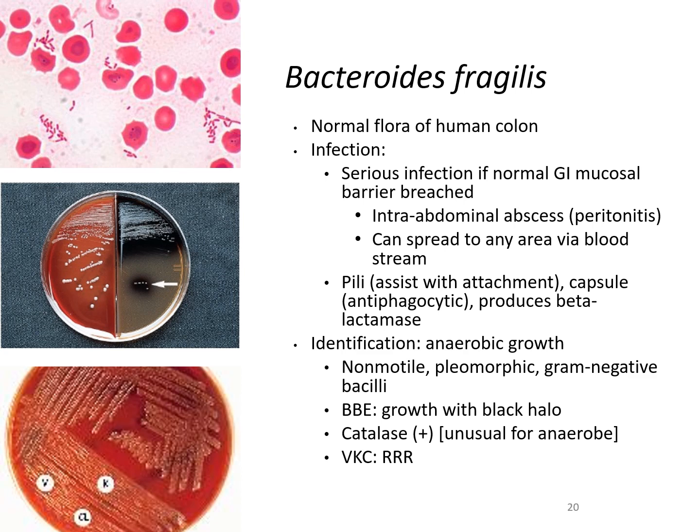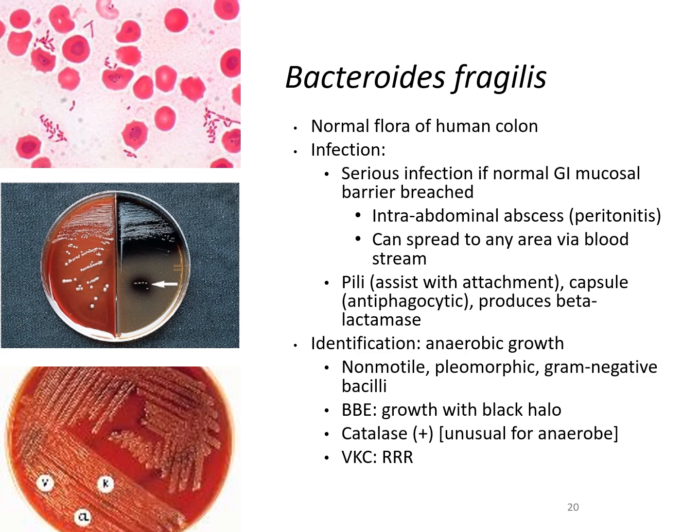Then those contents could spill out and actually cause the infection. And then from there, it can also spread to any area of the body, including the bloodstream. And these organisms actually have pili, which allow it to attach. It has capsules, which can help it to prevent from being phagocytized by the normal white blood cells. And it can also produce beta-lactamase.